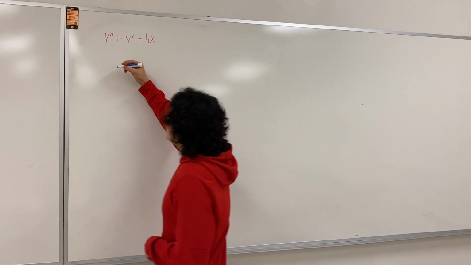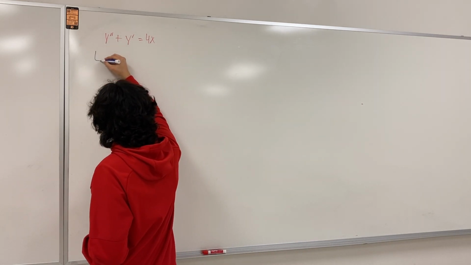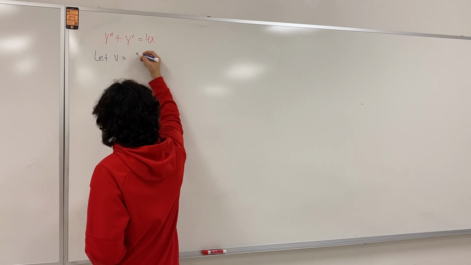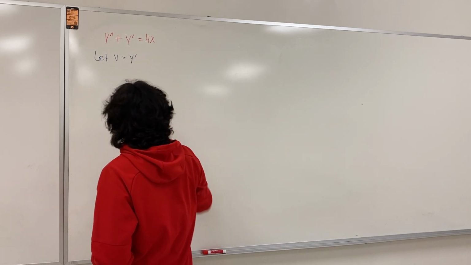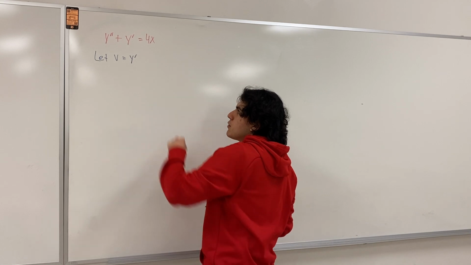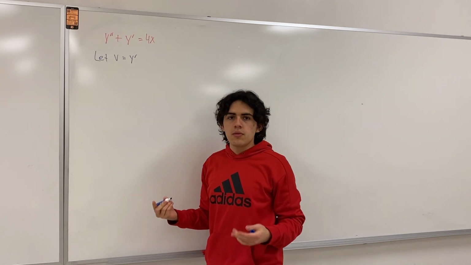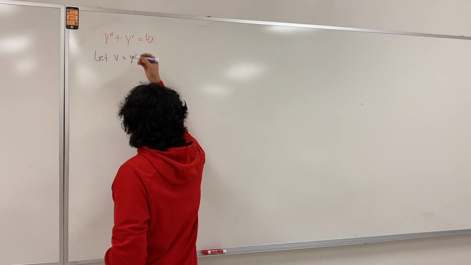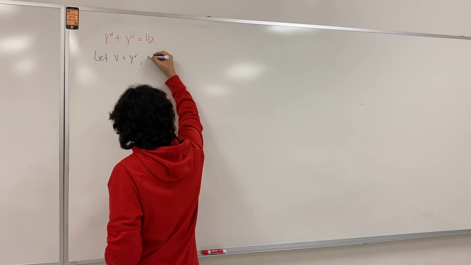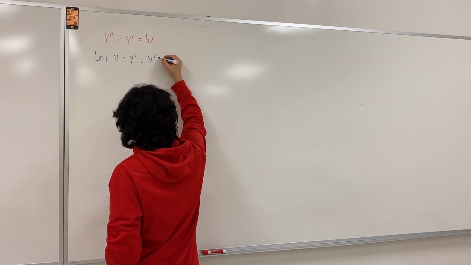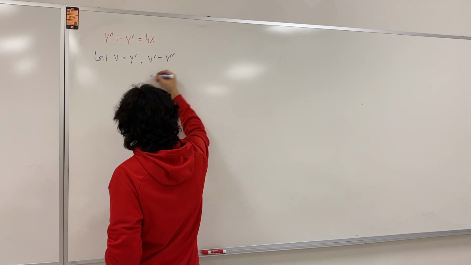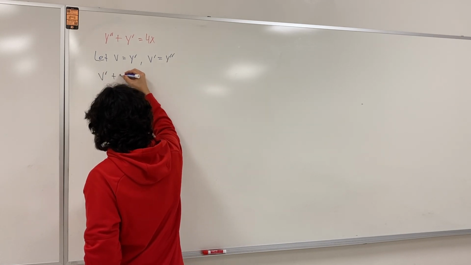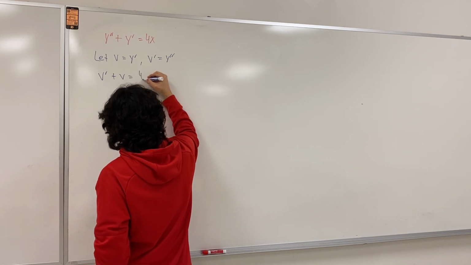Let's use the dummy variable, I like the letter v. Let v be equal to y prime, okay? And if we do this, we're going to be able to write a first order linear differential equation with respect to v. So y double prime would be v prime, and that means we now have the differential equation v prime plus v is equal to 4x, okay?